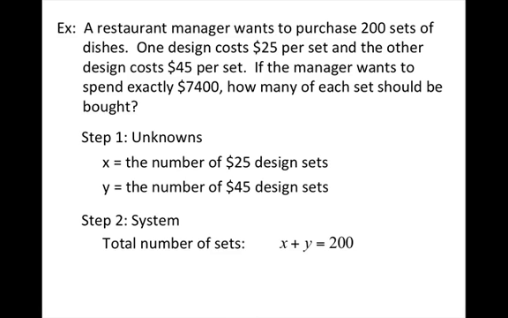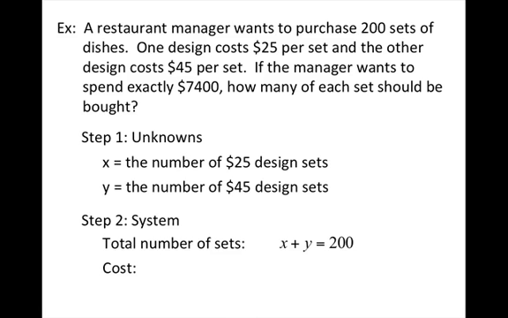Next, I'm told the amount of money the manager wants to spend. So let's look at the cost. If the $25 set costs $25 per set, I'm going to multiply the 25 times x, the number sold, to find out how much money I'm spending on those sets.